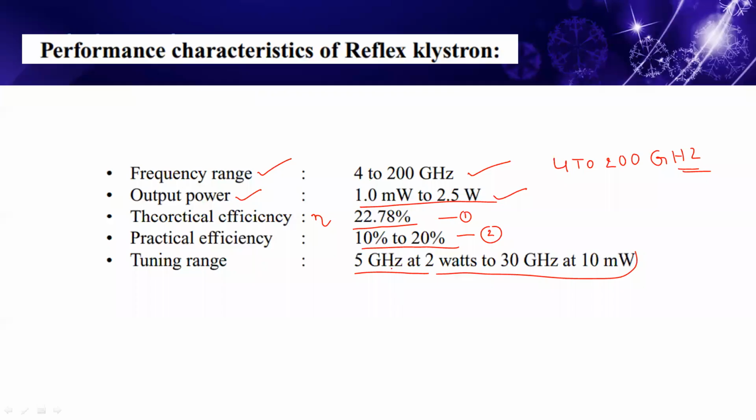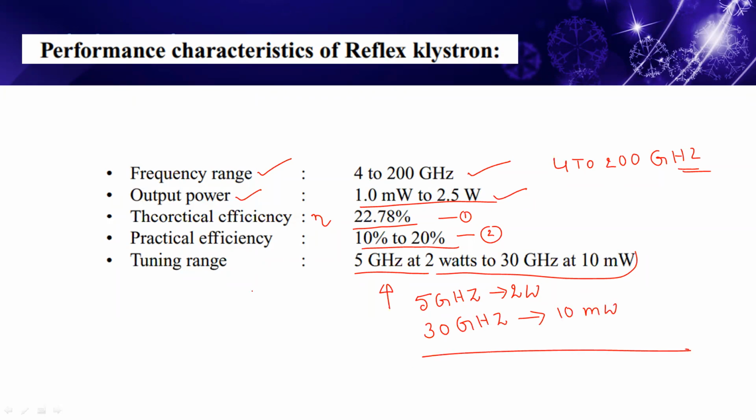So, tuning range. At 5 gigahertz, we have 2 watts of tuning. Similarly, at 30 gigahertz, we have 10 milliwatts. So these are called the frequency range performance characteristics of the reflex klystron. This slide indicates the final brief conclusion about the reflex klystron performance characteristics.